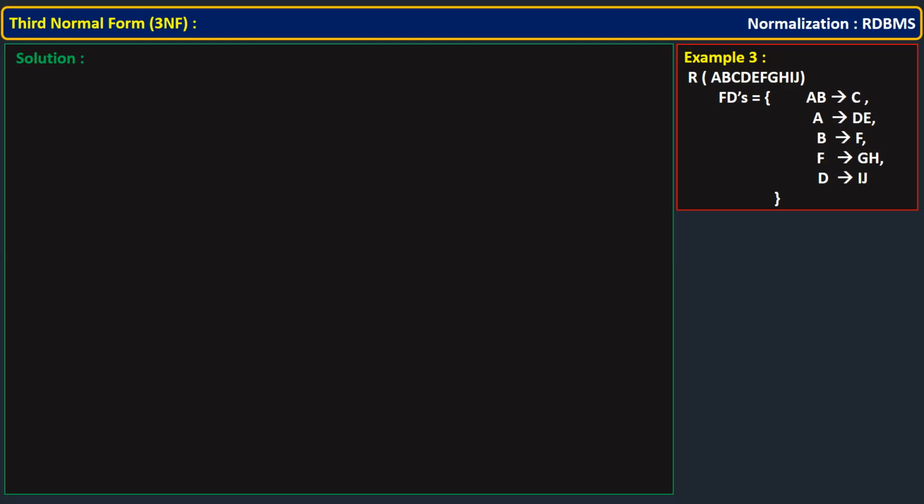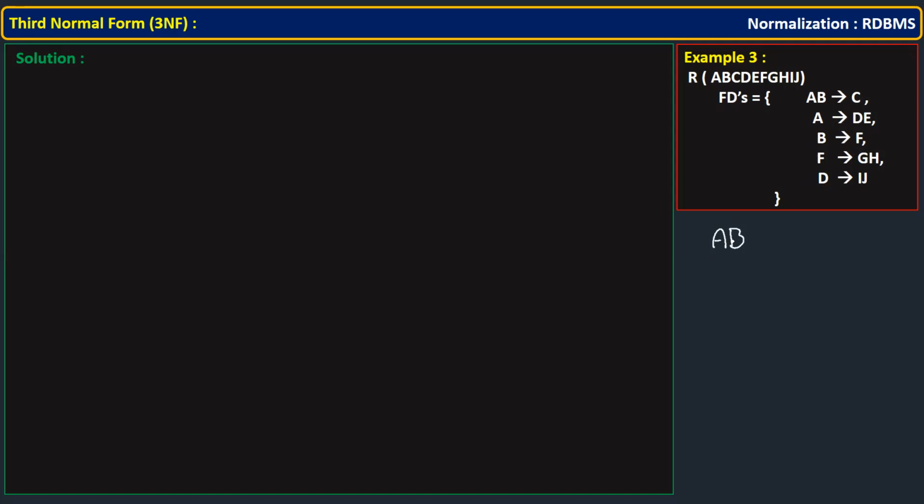So how will you find the key? We told one simple thumb rule: whichever attributes are not there on the RHS side, you collect them. So is A there? No. Attribute A is not there. And B is also not there. And C is there, D there, E, F, G, H, I, J. So these two attributes are definitely going to become part of the key, the primary key.